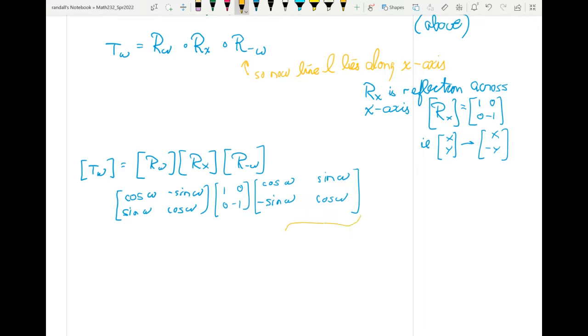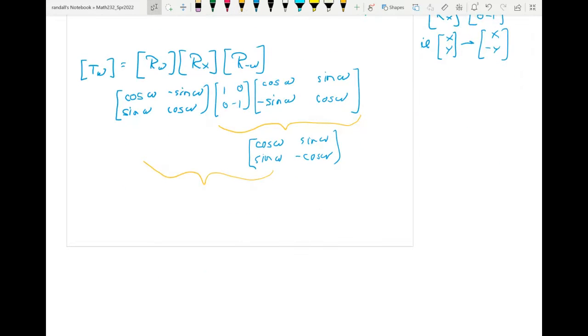Now I'll just go through this quickly because I've done it before. I have to multiply three matrices together because I know you're dying to see what the answer is. If I multiply this matrix together, this is not hard, right? So I get cosine omega, sine omega, and then sine omega, minus cosine omega. All right, that's those two. And now I do these two.